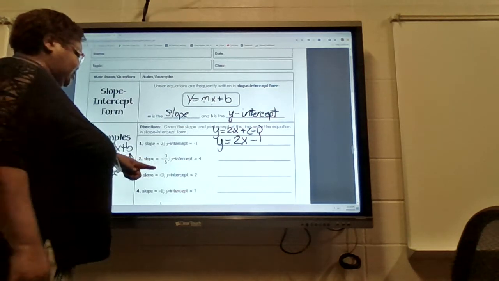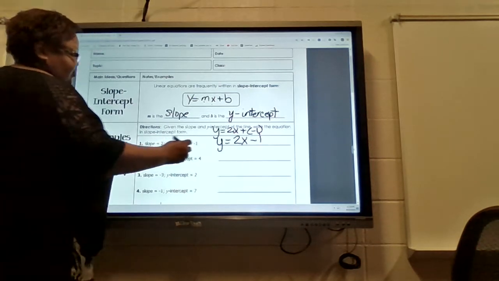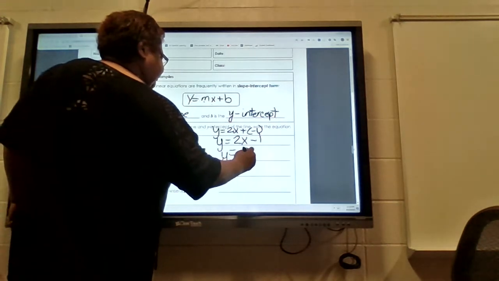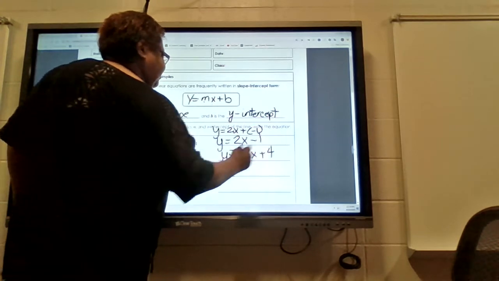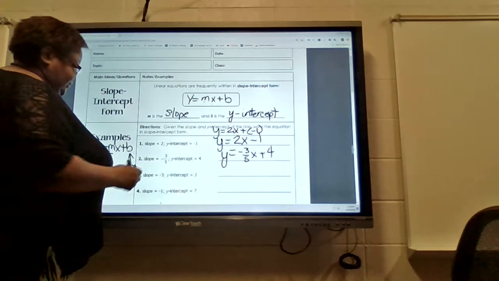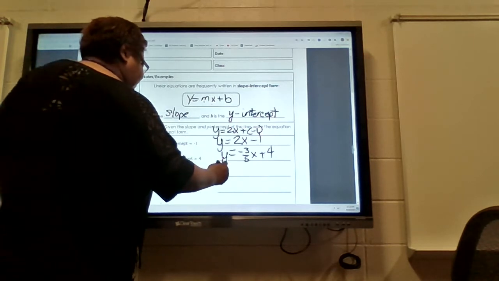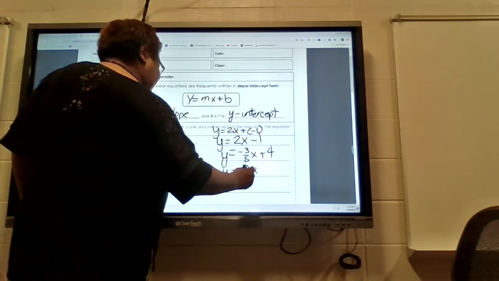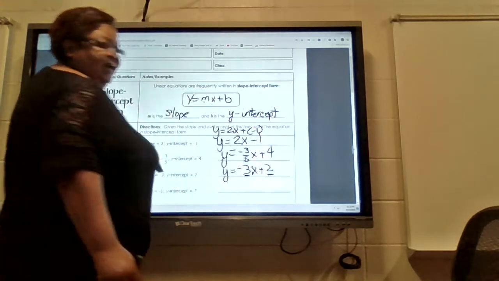Okay, here we have a slope of -3/5 and y-intercept of 4. So y equals my slope times x plus my y-intercept of 4. Another one, slope is equal to -3 and y-intercept is equal to 2. So y equals -3x plus 2. That's my slope. That's my y-intercept.